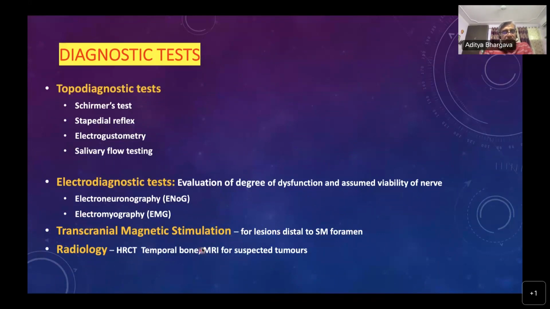Radiology: HRCT of the temporal bone for facial nerve paralysis, and MRI for suspected tumors or soft tissue lesions.